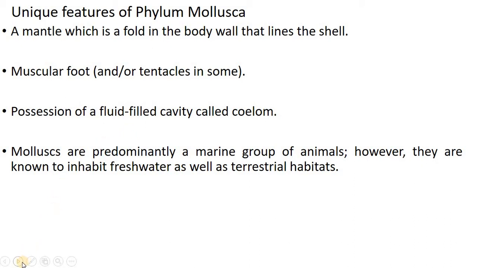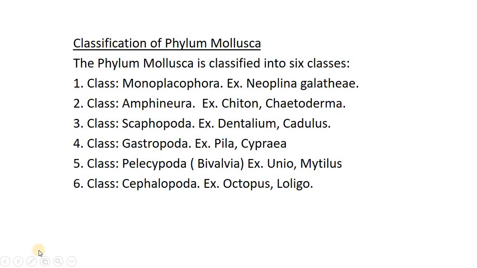Molluscs are a diverse group of animals found predominantly in marine waters, and also in freshwater and terrestrial environments. Molluscs are also the second largest invertebrate phylum, next after the phylum Arthropoda. Now we come to the main topic, the classification of Phylum Mollusca.